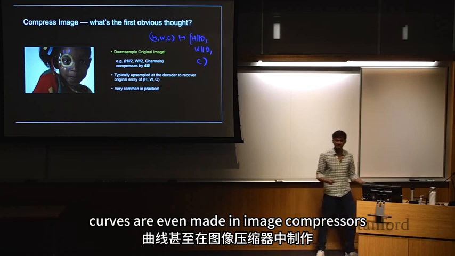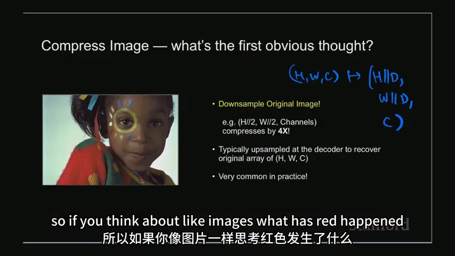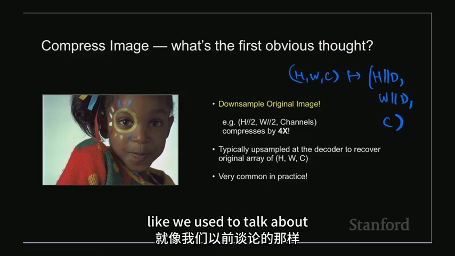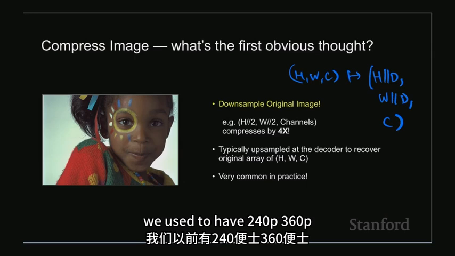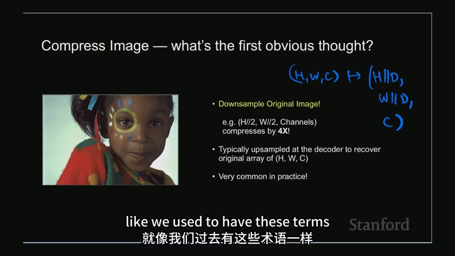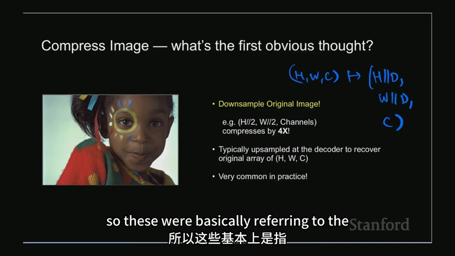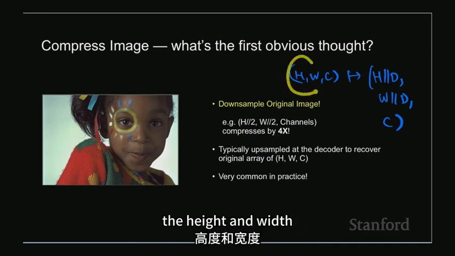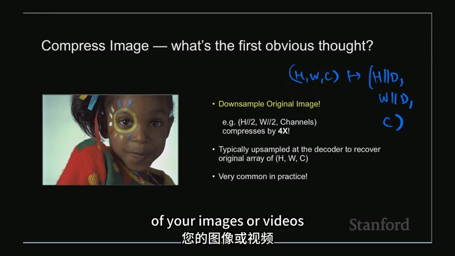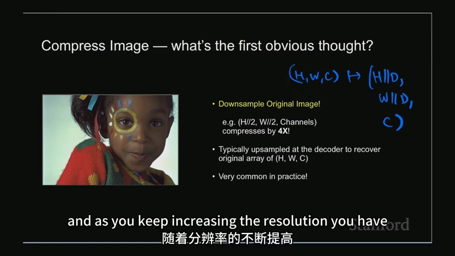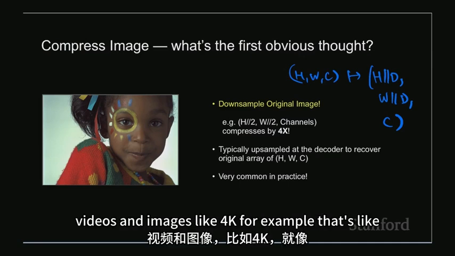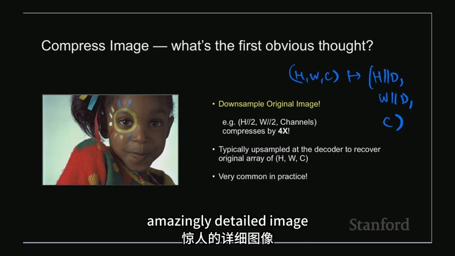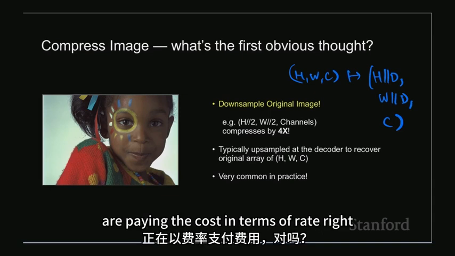in image compressors. So if you think about images, what has really happened? Let's take the example of YouTube. We used to have 240p, 360p, 480p. We used to have these terms. So these were basically referring to the height and width of your images or videos, right? And as you keep increasing the resolution, you have much higher quality videos and images, like 4K, for example. That's an amazingly detailed image, but then obviously you are paying the cost in terms of rate, right?